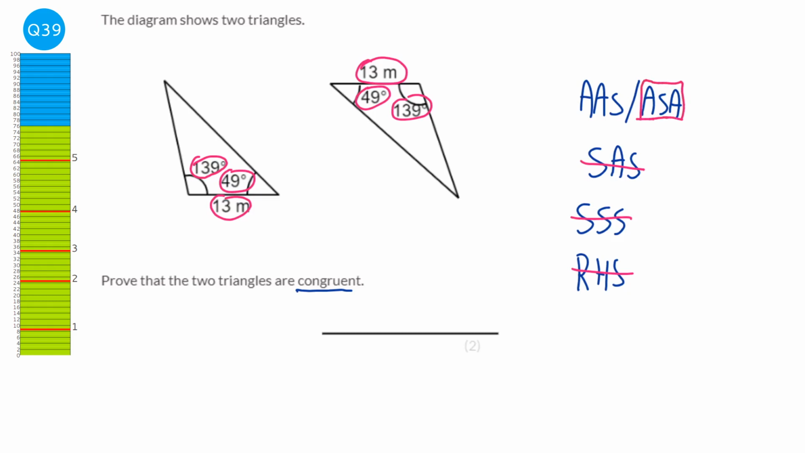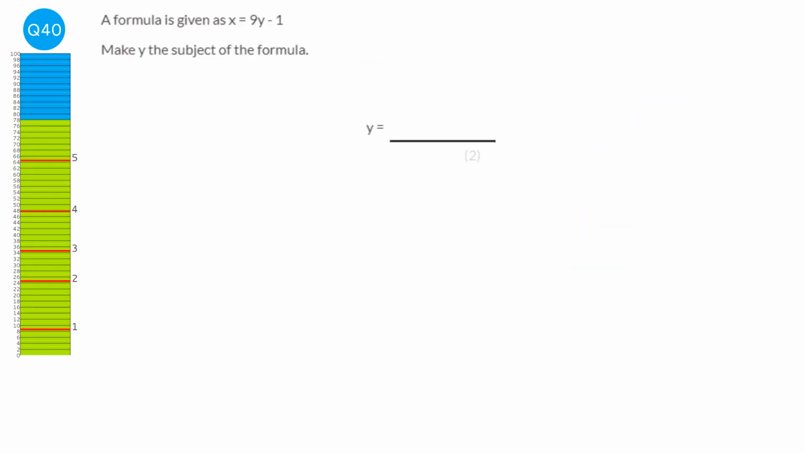So we're going to say ASA, or we could say AAS stroke ASA, or just leave it as ASA. I probably would leave it as ASA to say it's the angle side angle. So I'm going to write the equation out, the formula out.